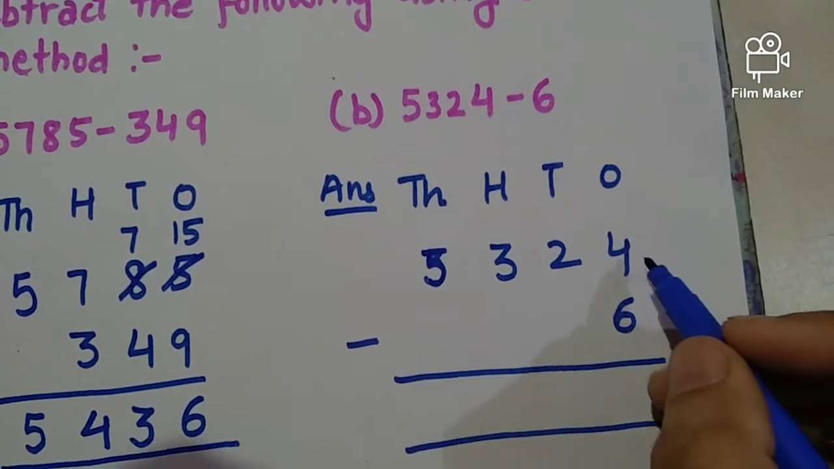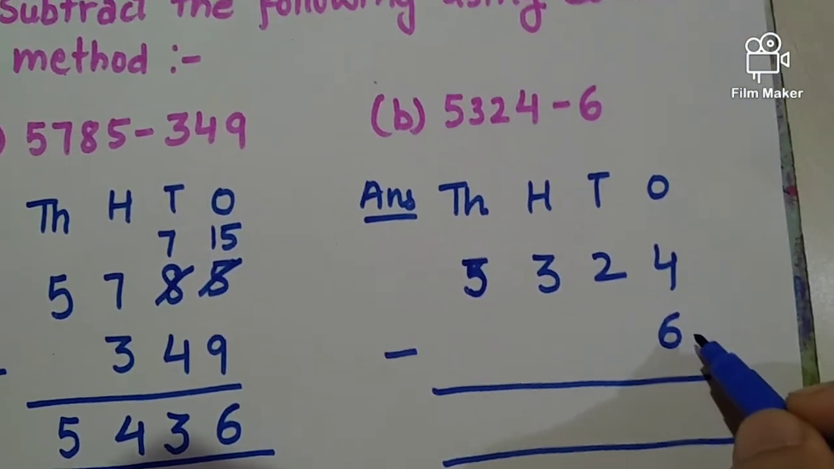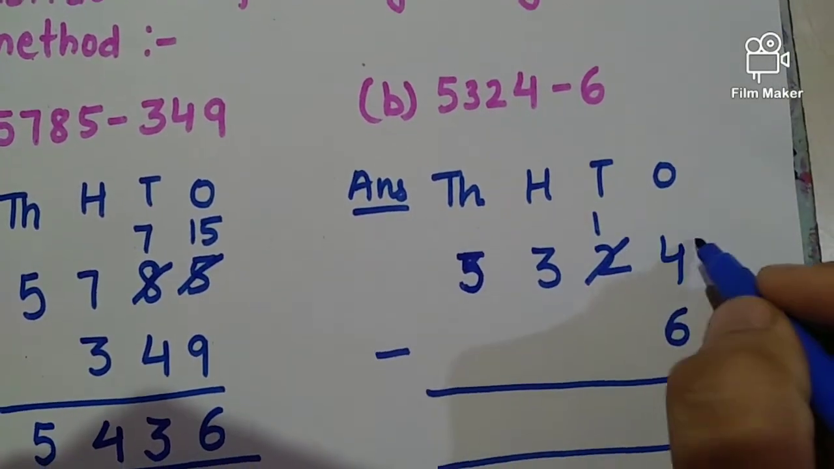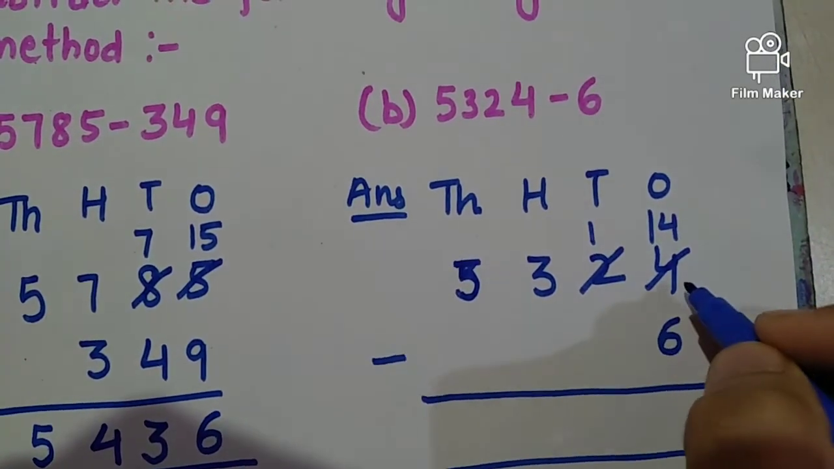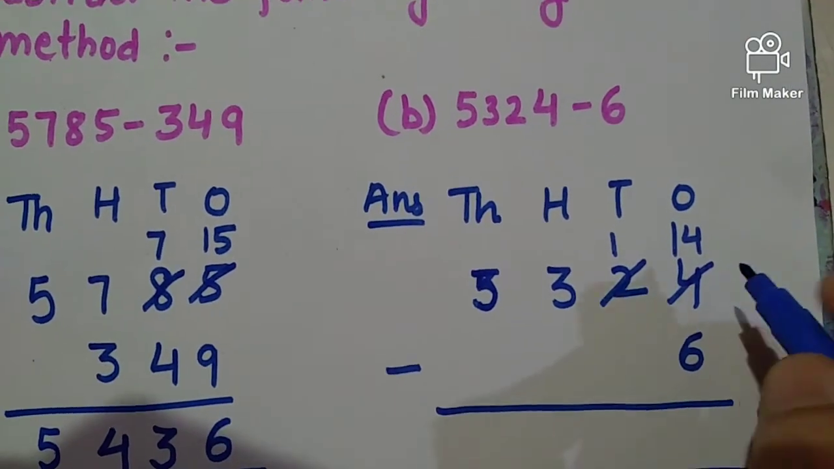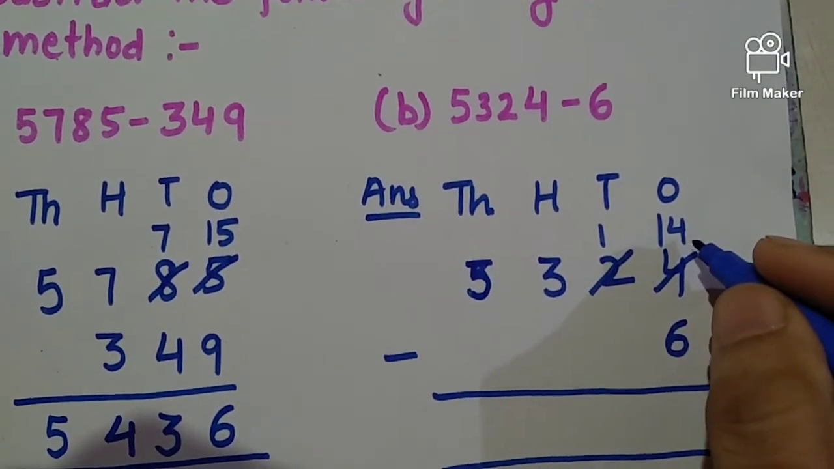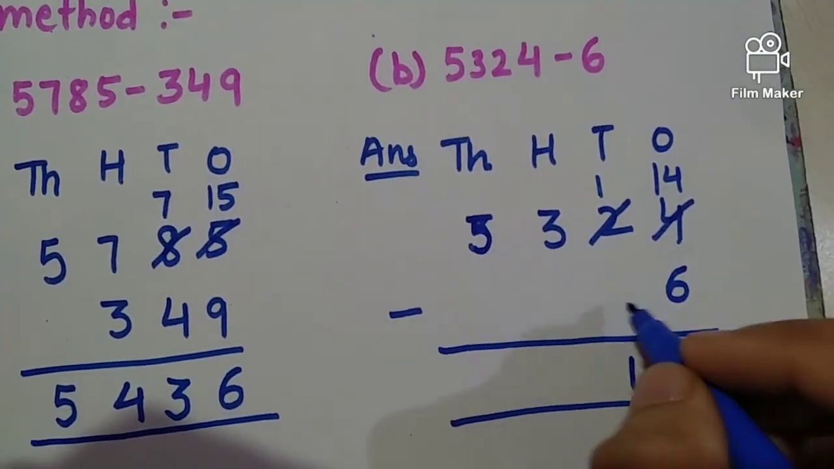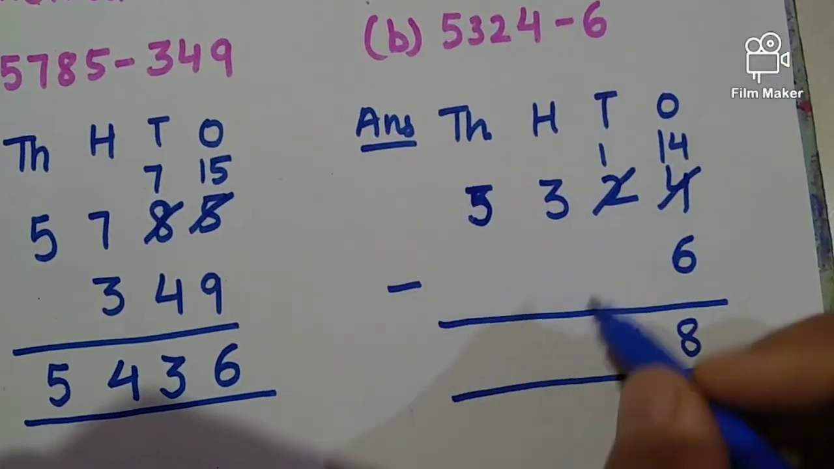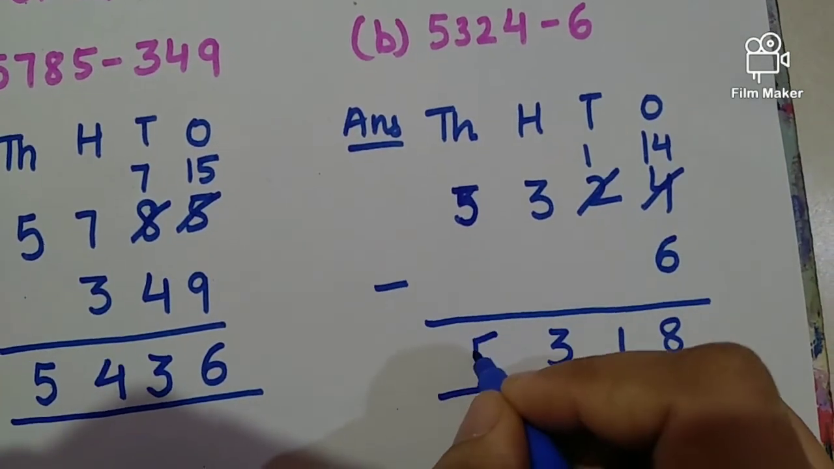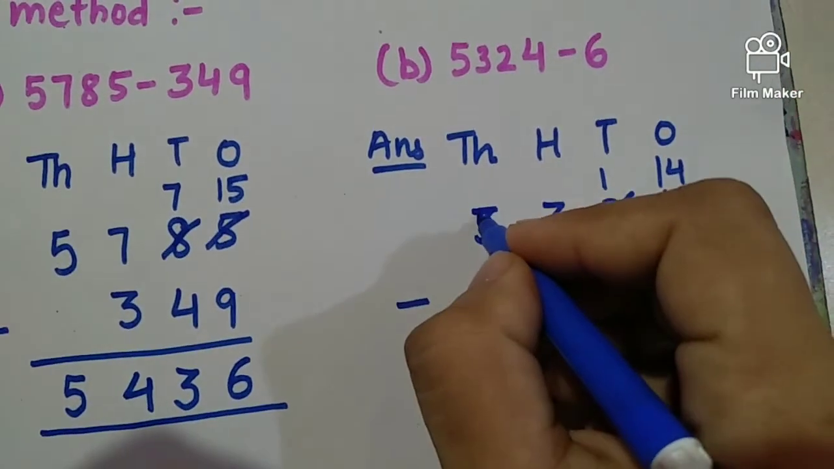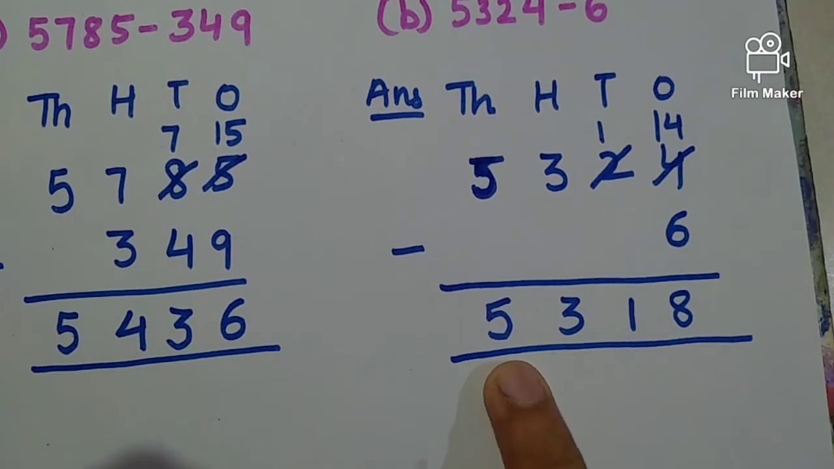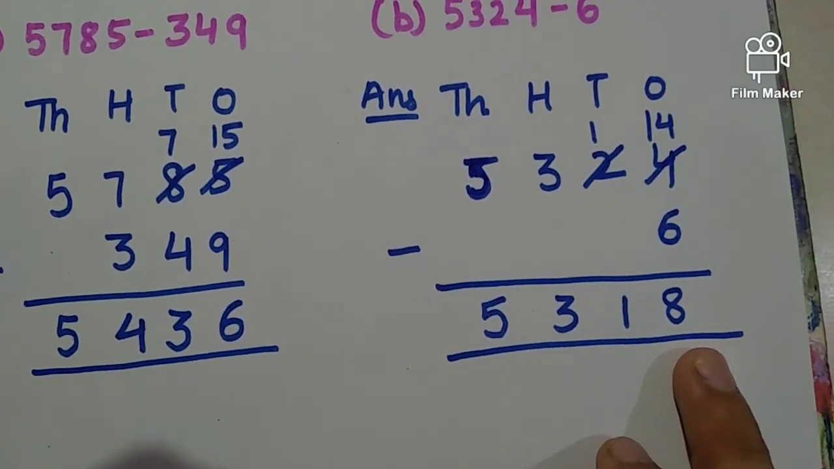Yes. So now let's subtract this number. Can we subtract 6 from 4? No, we can't because 6 is greater than 4. So we have to take carry from the tens place. It becomes 14. Yes. And when we subtract 6 from 14, we get 8. Then tens place, 1 as it is. There is nothing to subtract. So 3 as it is and 5 as it is. Yes. So we get the number 5318.